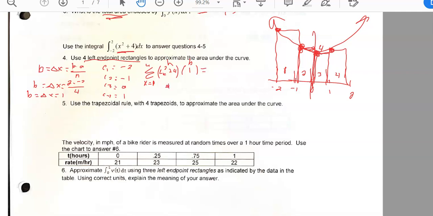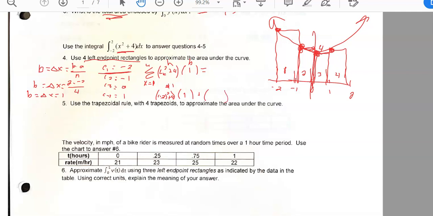So for rectangle number 1, we want its height and its base. Its height at this first c value of -2, we would plug that in. It's really hard to squeeze this in because this pen writes rather large. -2 squared plus 4, that's the height of rectangle number 1. Its base is a 1.